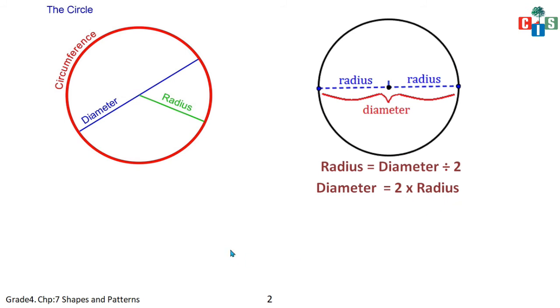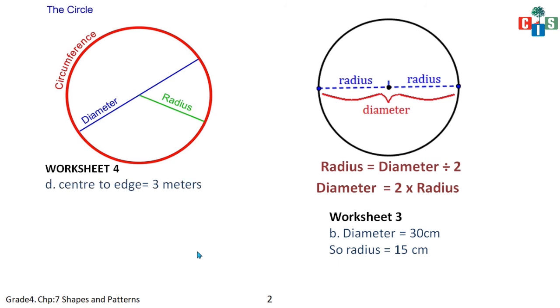This formula will help you to solve your worksheet number 3, wherein you have a diameter and a diagram is given to you. And in that the diameter is 30 centimeter, so the radius is 15 centimeter, the half of it. It's a fill in the blanks type, so you don't have to write the formula, you have to just write the answer. Fine. Now the other is worksheet number 4, wherein you have rectification of error, the D part.